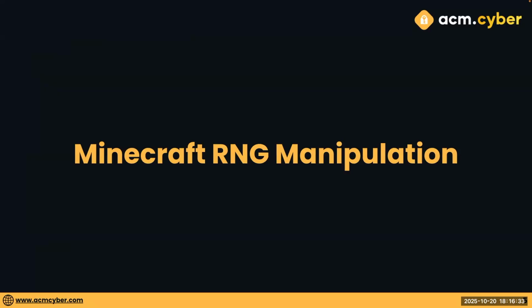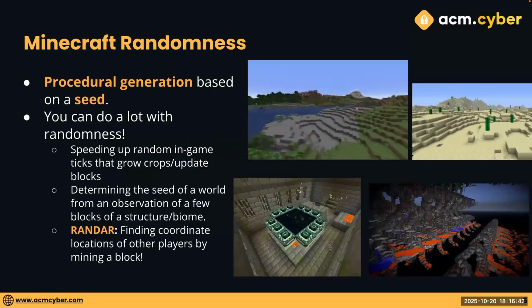Hello, everyone. Today we'll be talking about the Minecraft RNG and some funny things you can do with it. It gets pretty crazy, as you'll be able to see. A quick introduction into how Minecraft works is that you enter a seed into your world, and it will procedurally generate all the blocks in the world using some form of random distribution. But you can do a lot of interesting things with the way the RNG works.